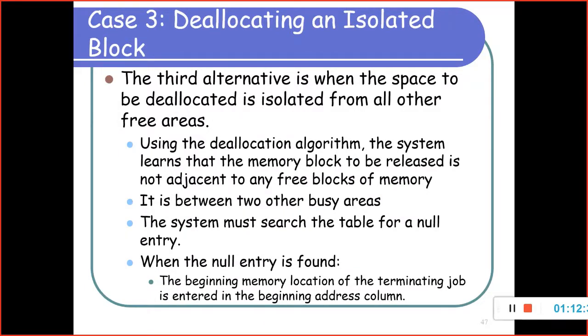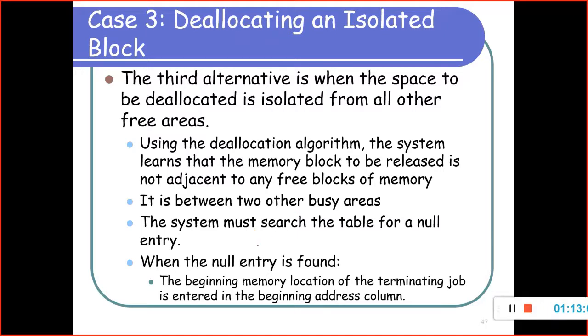The third one, case 3, is deallocating an isolated block. The third alternative is when the space to be deallocated is isolated from other free areas. Using the deallocation algorithm, the system learns that the memory block to be released is not adjacent to any free blocks of memory. It's isolated somewhere else, far away. It is between two other busy areas.